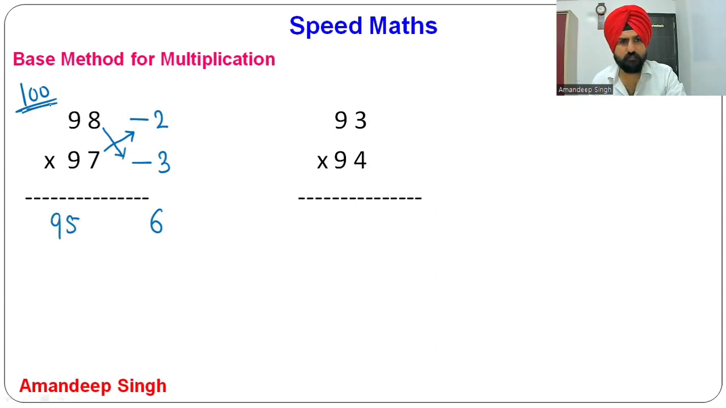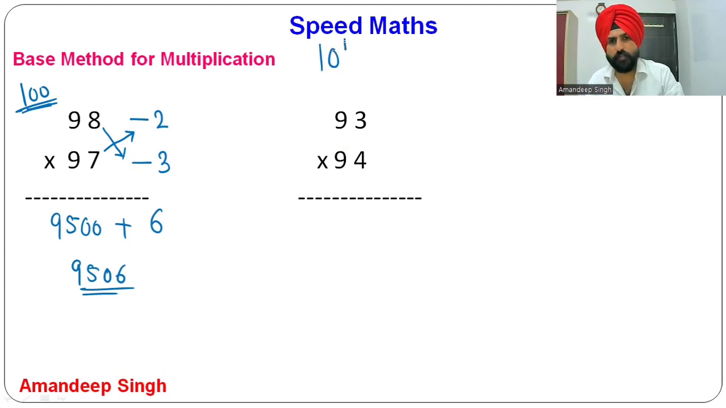Now multiply this number by the base. I will get 00 and then add 06. So the answer is 9506. That's my answer, right? This is applicable when the numbers are close to any particular number which is in the form of 10 to the power n: 10, 100, 1000 and so on. So let's solve this one.